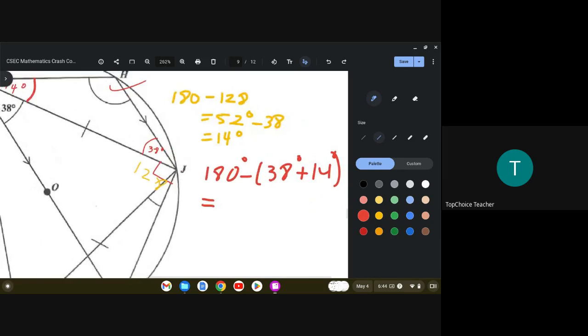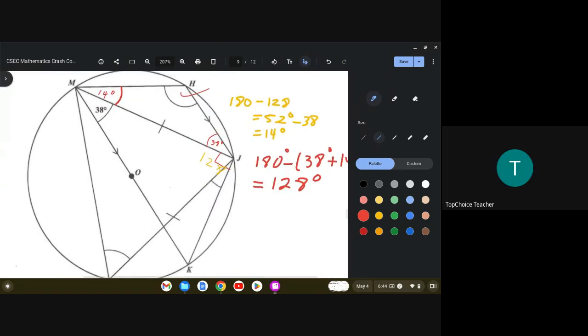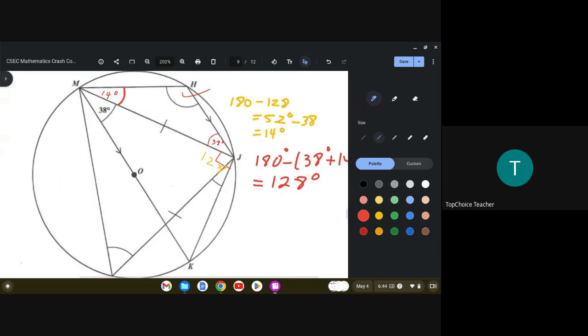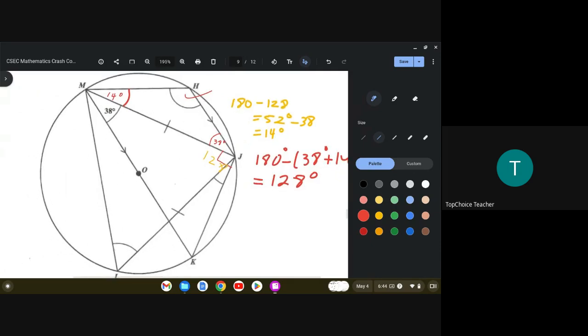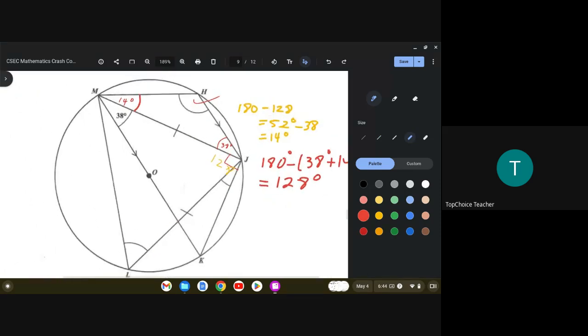What is this missing angle now? 128 degrees. Very good. Now, it all is like solving a puzzle, eh? That's why I actually didn't hate this topic, because it was like solving a puzzle. Watch how easy we're going to find this missing angle down here now. You're going to be so shocked.